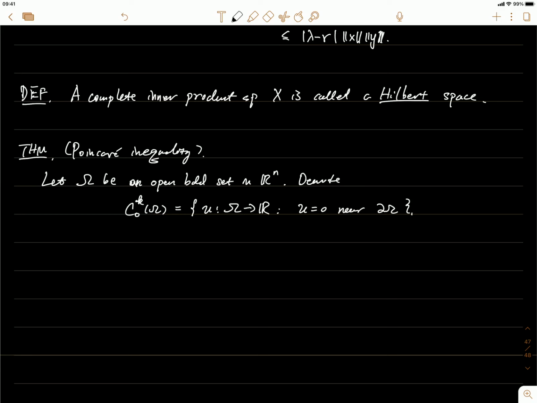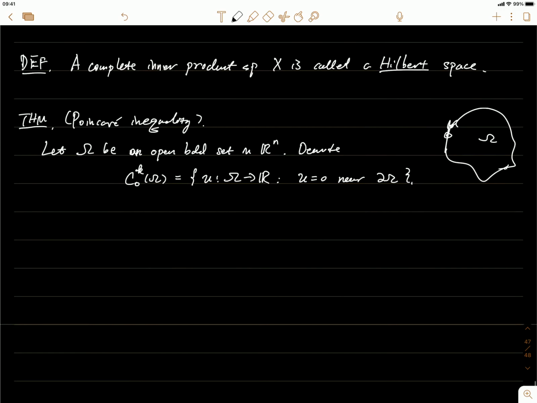So what it says is that you have this is the omega. And it's 0 near the boundary means that for each point on the boundary, there is a small neighborhood so that the function u is 0 there. It could be a really small neighborhood, but 0 near the boundary. And apparently it will be 0 on the boundary.